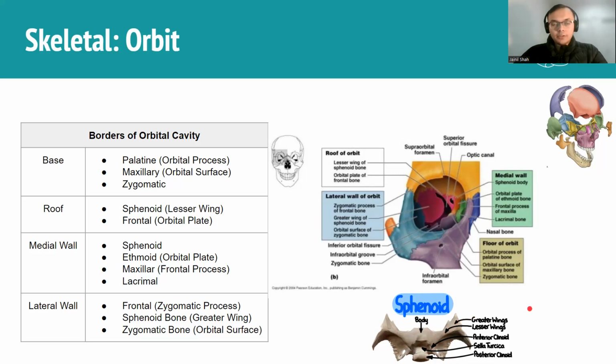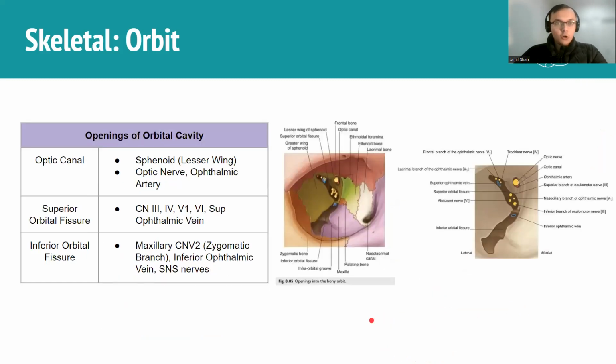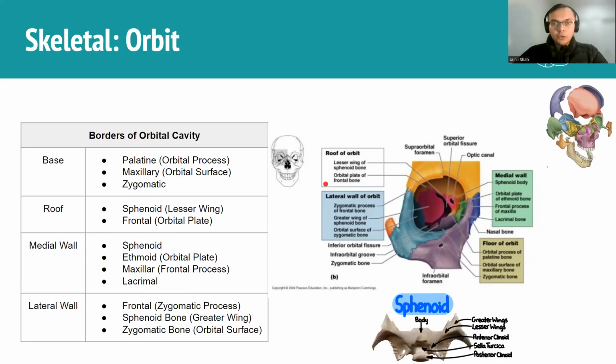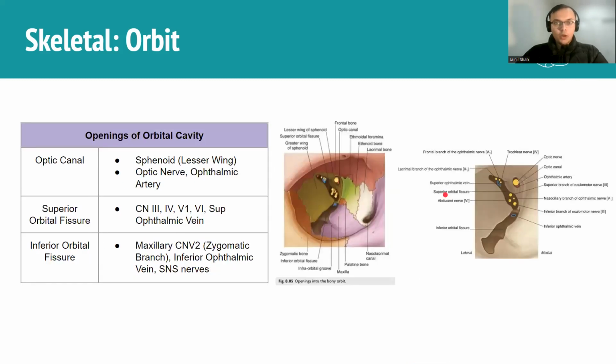We're going to now talk about the contents of the orbit and the openings of the orbital cavity. There are three openings here, but I say two because two of them are actually continuous. So the optic canal is its own opening here, right? Whereas the superior orbital fissure and the inferior orbital fissure are actually a continuous opening. So even if you go back here, you can see how they're one continuous slit, but we consider them to be separate openings because they're quite far apart and contain different structures within them.